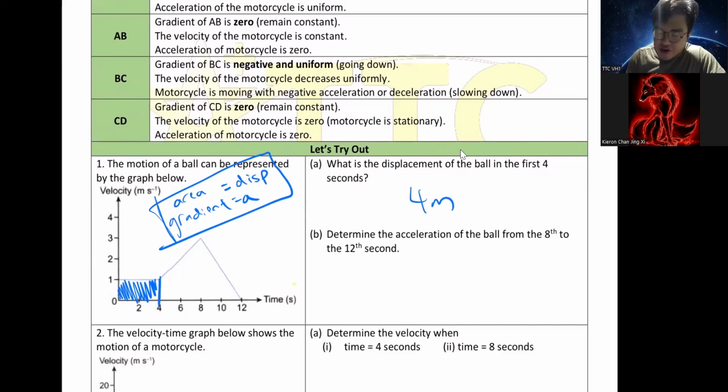Okay, next. Acceleration. Pecutan. How do you find pecutan? Yes, simple math. According to our formula, how do you find acceleration? You find the kecerunan, the gradient. Do you remember how to find kecerunan? They want 8 to 12 seconds. From 8 here to here. What's the formula for kecerunan? This is lower form mathematics.